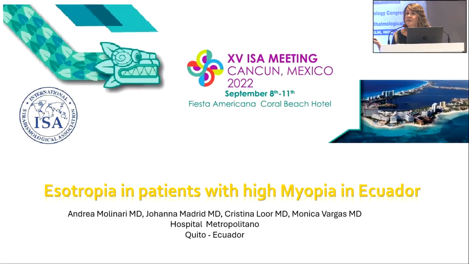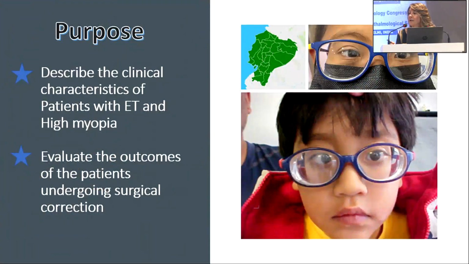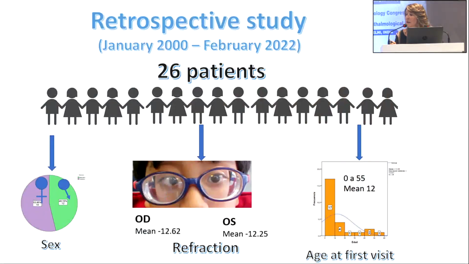At the last International Strabismological Association meeting in Cancun, Mexico, we presented a paper where we looked into the clinical characteristics of our patients with esotropia and high myopia, and we evaluated the outcomes of the patients undergoing surgical correction. This was a retrospective study done between the year 2000 and 2022, where we only found 26 patients with esotropia and high myopia, almost equally distributed by sex, and most of them were children.